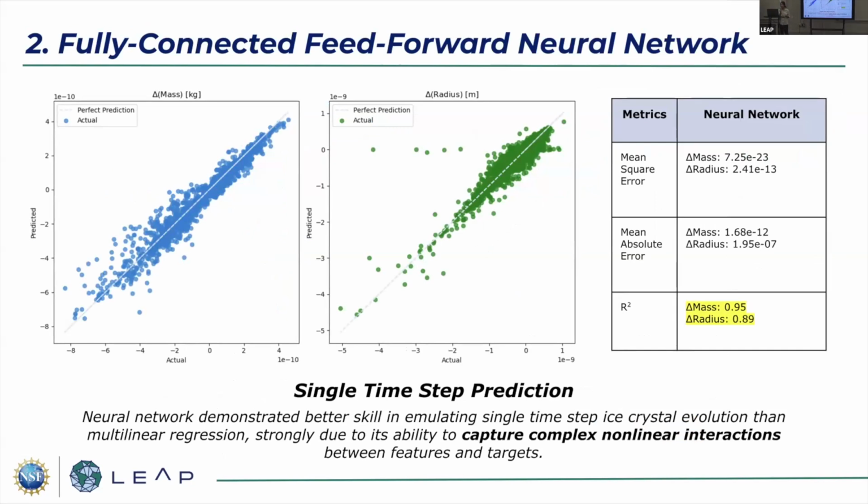With the next model that I worked with, the fully connected feed-forward neural network, the performance is a lot higher, with the R-square being 0.95 and 0.89 respectively for change in mass and change in radius, which is great. It also makes sense because it can capture complex nonlinear interactions between the features and targets a lot better.